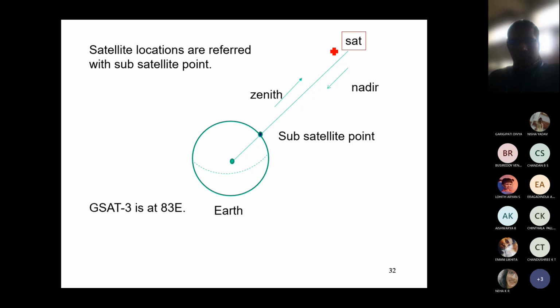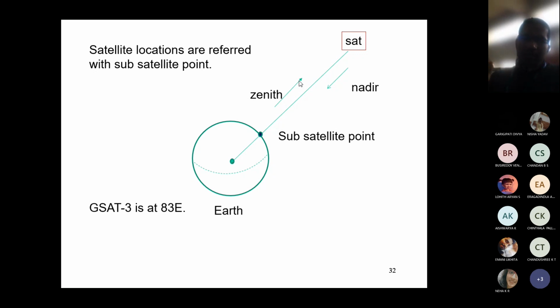So one way to represent the satellite is by using a coordinate system. We can use three different coordinates, X, Y, and Z axis, and represent the coordinates of the satellite. But it is better to represent the satellite location by using a different coordinate system, that is the well known latitude and longitude. So we find the location of the satellite by using the latitude and longitude.